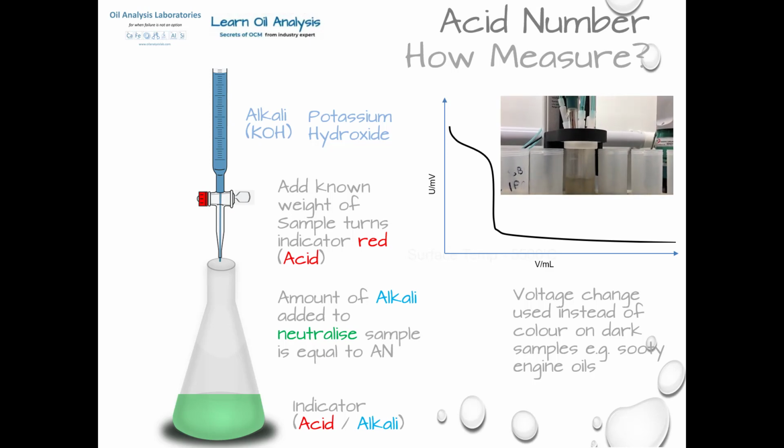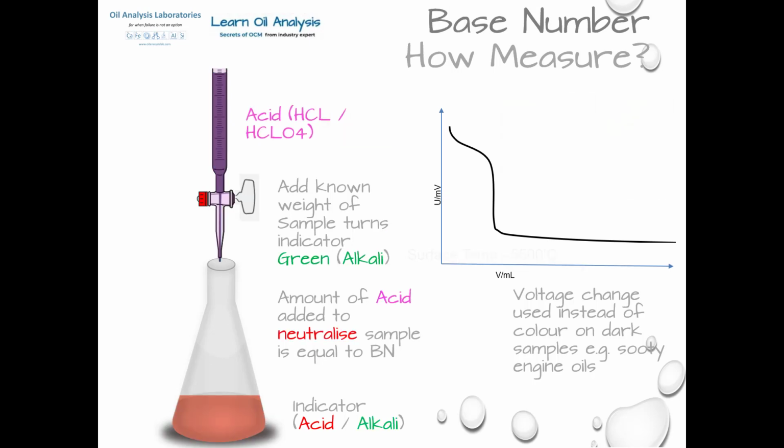Naturally, on darker oils we can't use colour, and so use voltage change called potentiometric titration. That's potentiometric. Now on to base numbers. To measure the base number, we just switch the solution at the top and titrate with acid, but we still use the units of milligrams of KOH, i.e. alkali, per gram, to allow for direct comparisons of measurements.